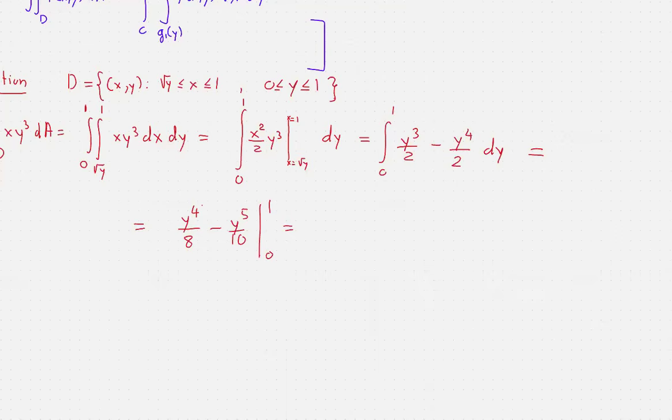And of course, if we want to find a nice fraction as our answer here, we need to take the least common multiple, which is 40. And we will write this as 5 over 40 minus 4 over 40. And this will give us 1 over 40 as our final answer. And that's it.